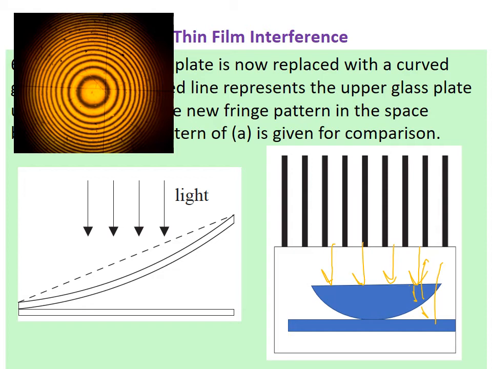These rings form due to the interaction between the light that first reflects at the bottom of the curve and the light that refracts through the air and reflects at the flat glass plane. So it's this interaction here that causes this amazing ring pattern, and these are called Newton's rings. And so you can see how the fringe spacing changes.